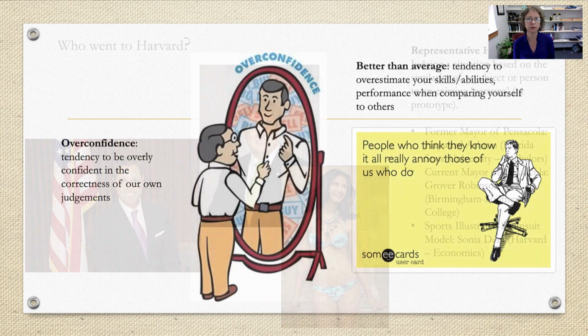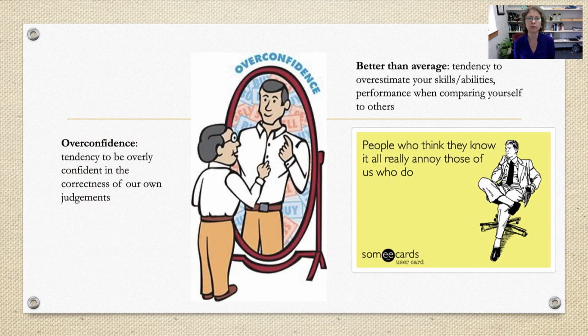Some others are the overconfidence bias, which is a tendency to be overly confident in the correctness of our own judgment, or the better than average kind of bias, a tendency to overestimate our own skills or our performance when comparing ourselves to others.